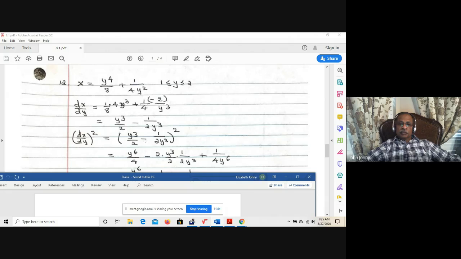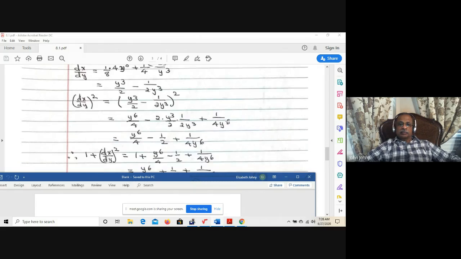So you get y to the 6 over 4 minus 2 times y cubed over 2 times 1 over 2y cubed plus 1 over 4y to the 6. A minus b the whole square is a square minus 2ab plus b square. I have used that formula. If you don't remember that, then you FOIL and get the answer. That is y to the 6 over 4 minus 1 half plus 1 over 4y to the 6, because y cubed cancels and the 2s cancel.